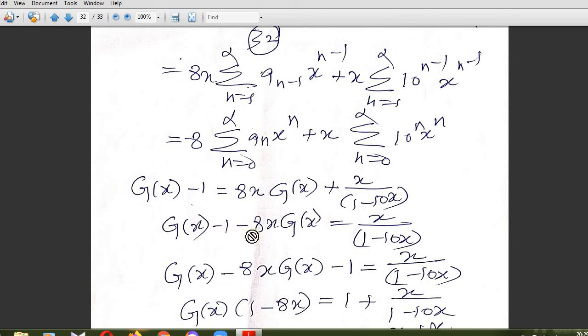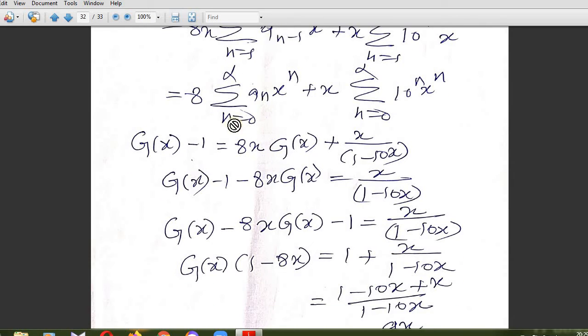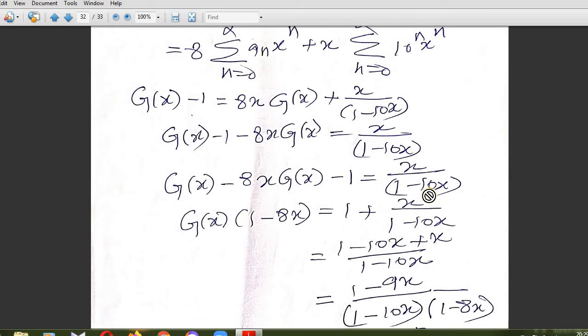Now how does this come? g of x minus 1, you bring this side. g of x minus 1 minus 8x g of x equals x divided by 1 minus 10x. Yes, it is true. Because this term we are bringing to this side, only this would be there on the other side, that is x divided by 1 minus 10x. Now rearrange the left hand side: g of x minus 8x g of x equals 1 plus x divided by 1 minus 10x.